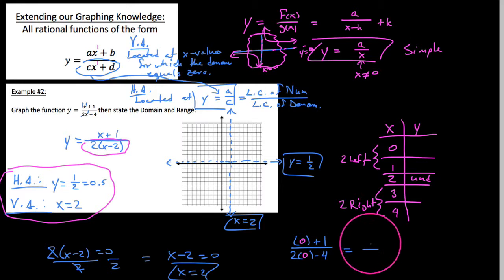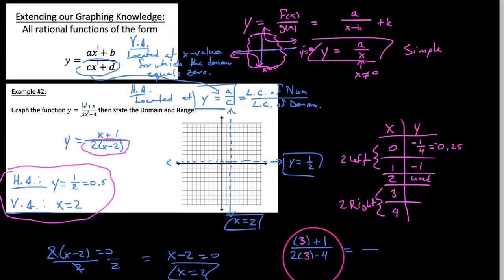I would get 1 over, 2 times 0 minus 4 is negative 4. So I would get 1 over negative 4. And don't freak out about this, we'll just say it's negative a fourth. If you're a decimal person, we can go negative 0.25. If you plug in 1 now, I would get 2 on top, and then 2 times 1 is 2 minus 4 is negative 2. So I get negative 1 here.